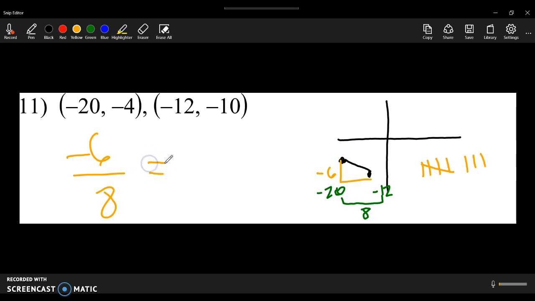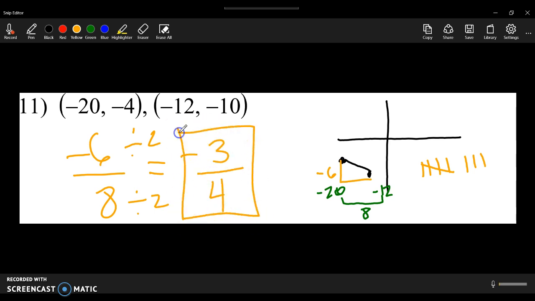Now I'm not going to leave my slope this way though, because this fraction isn't simplified. So if I wanted to simplify this fraction, I could divide the top and bottom by 2, which would give me -3/4, and that would be my slope.